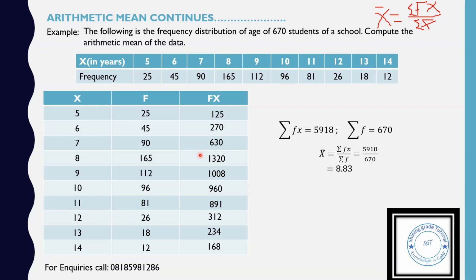So this simply means that in the school, our arithmetic mean is always the expected value. On average, we should expect a student to have a mean age of 8.83. So that's just the normal arithmetic mean. So that is done.